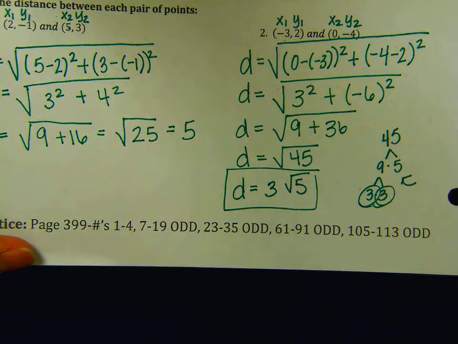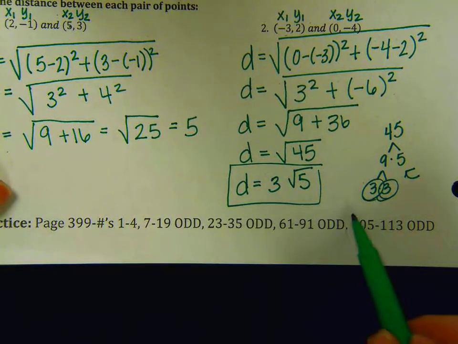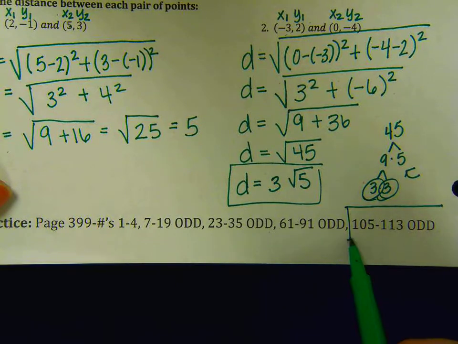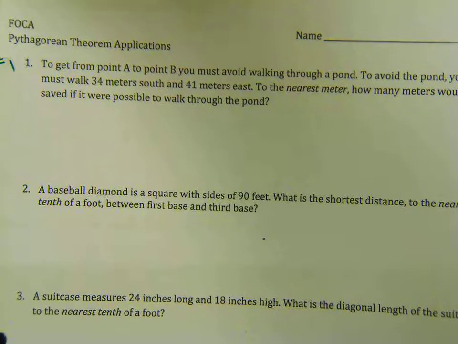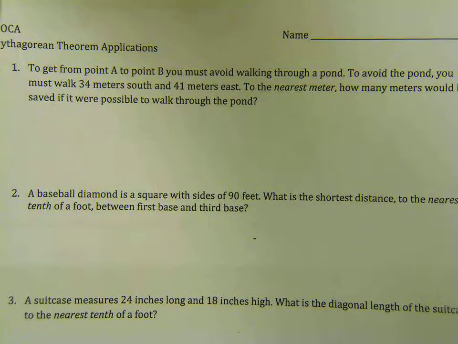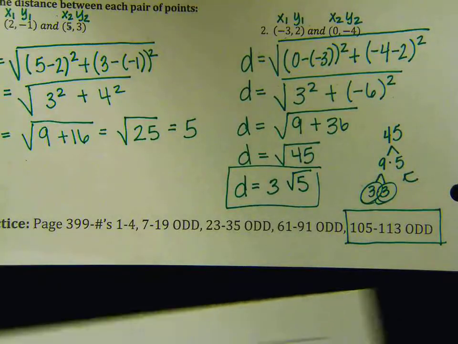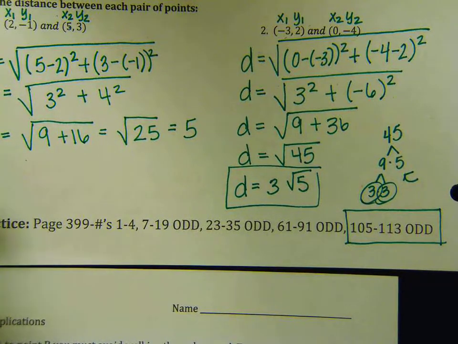So for your assignment, now I think this class might have actually gotten a lot of this done already, but you're going to go back through and work on 105 to 113 odd. And in addition to that, there's a paper that you'll be getting, and it's all about the Pythagorean theorem. And it looks like this. It says Pythagorean theorem applications. There are 5 questions. You need to have this completely done, filled out, answers there, and will be collected for me to look at. And like I said, you are working on the rest of these problems if you didn't already finish them. These problems are extremely helpful.